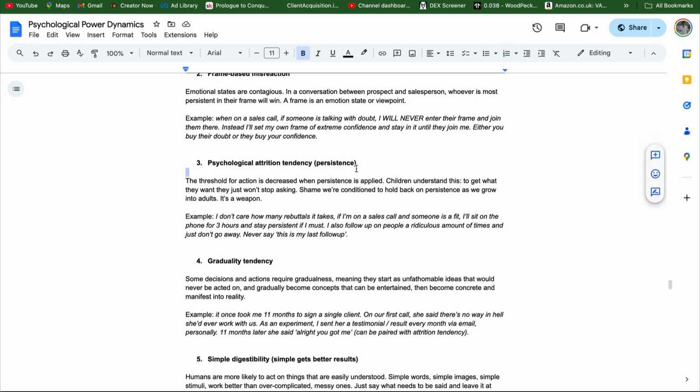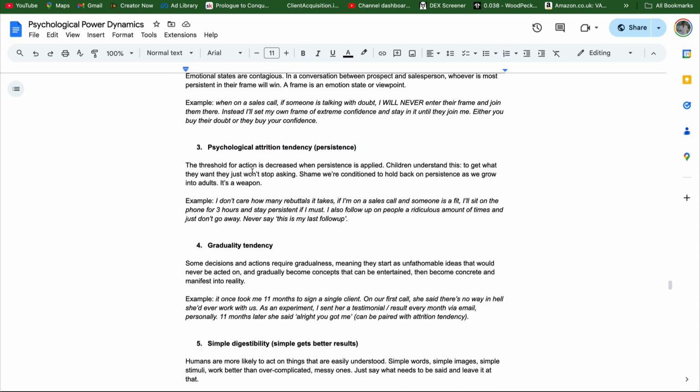3, psychological attrition tendency, aka persistence. The threshold for action is decreased when persistence is applied. Children understand this. To get what they want, they just won't stop asking. And it's a shame that we're conditioned to hold back on persistence as we grow into adults, because it is a fucking weapon.